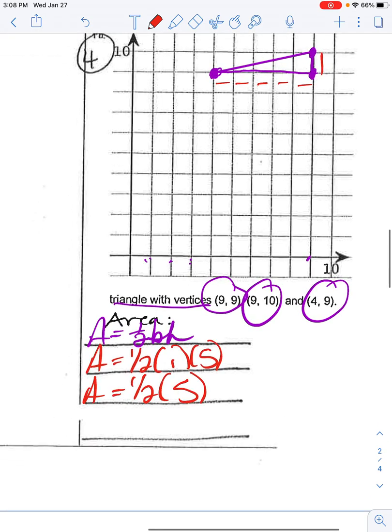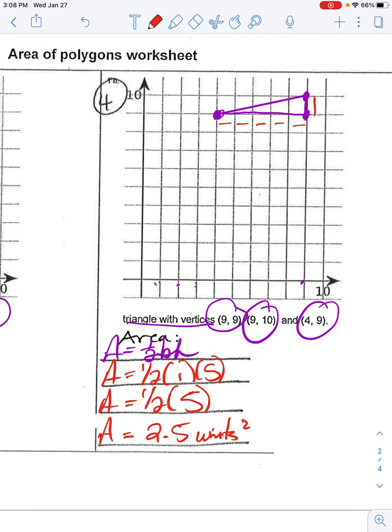Guys, what's half of 5? Think of money. I always think of money. What's half of $5? If you got to give your brother half of your $5, what would that be? $2.50, right? 2.5 units.